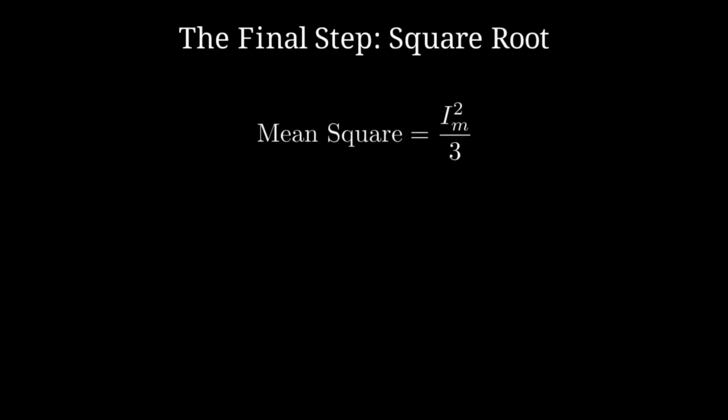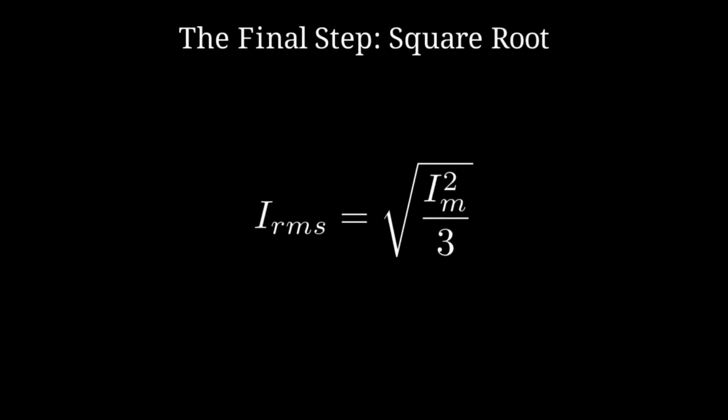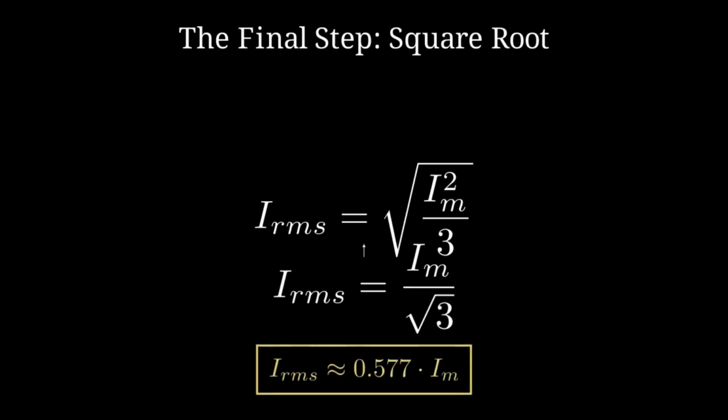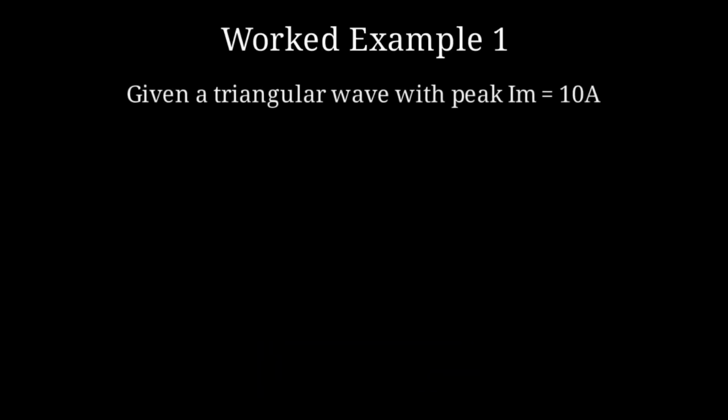The final step in the root mean square process is to take the square root of our mean square value. The square root of Im squared over 3 gives us the final elegant result, the peak current divided by the square root of 3. Let's apply this to a real scenario.